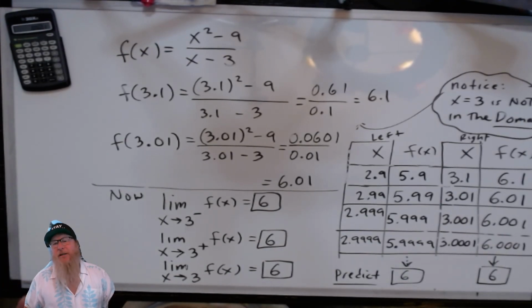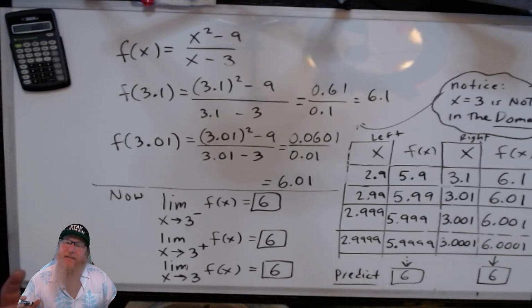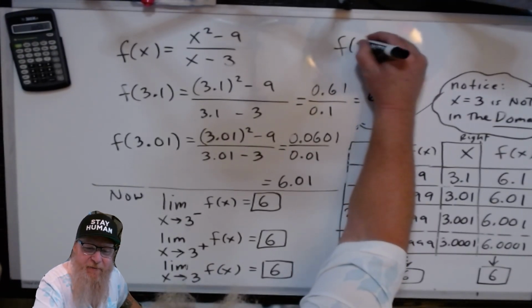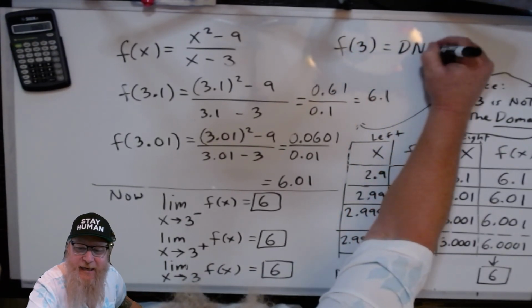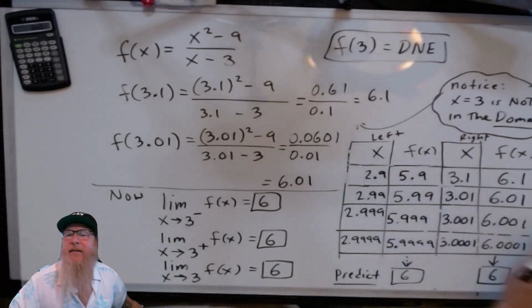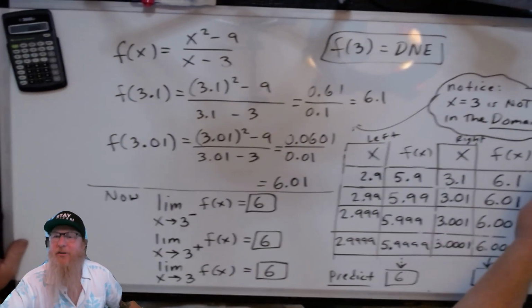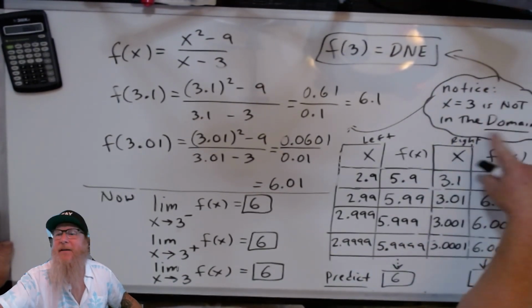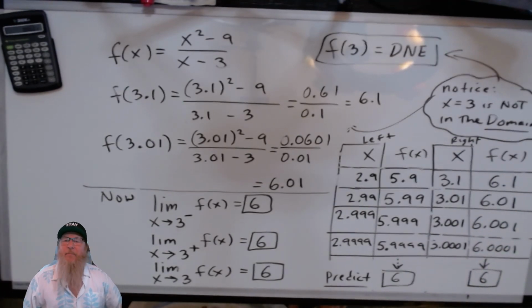I will mention that the value at 3 is not 6. Right? 3 is not in the domain. So if I said f of 3, it would be DNE, because you can't actually plug in 3, since 3 is not a valid input for the function.